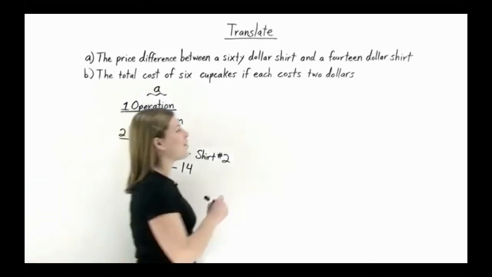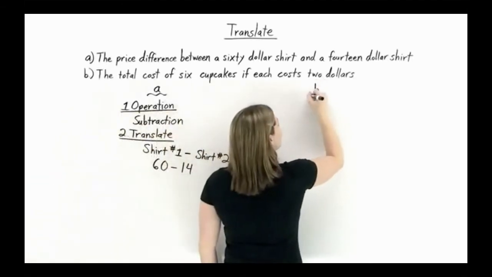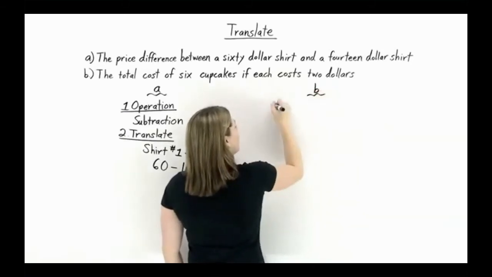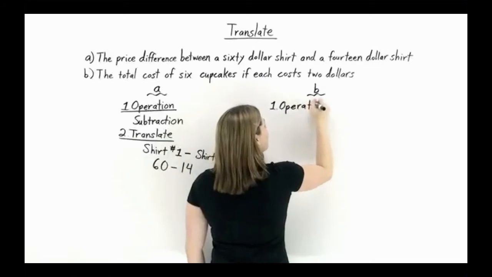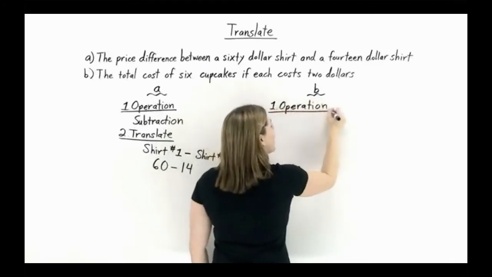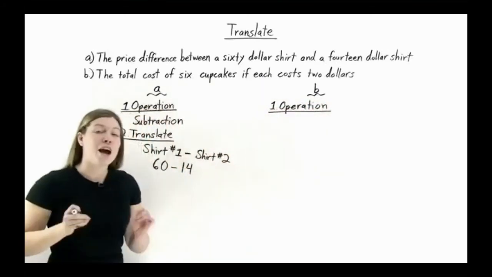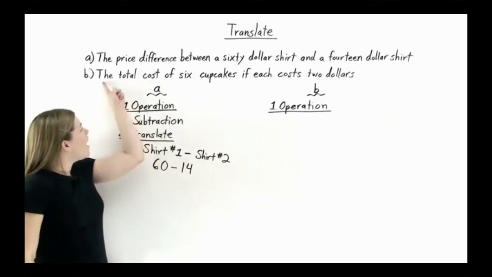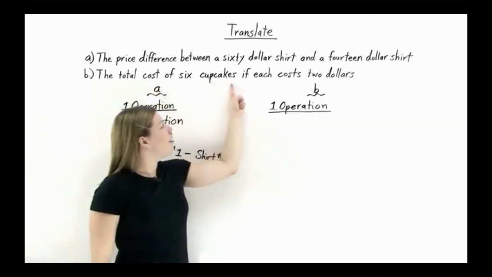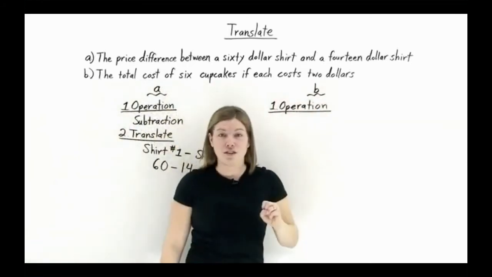Next, let's take a look at the other phrase. So, let's take a look at example B. And just like example A, we'll start out the same way, by going through our phrase and seeing if we can identify keywords or phrases to tell us the operation or multiple operations we'll be dealing with. So here we have the total cost of 6 cupcakes if each costs $2.